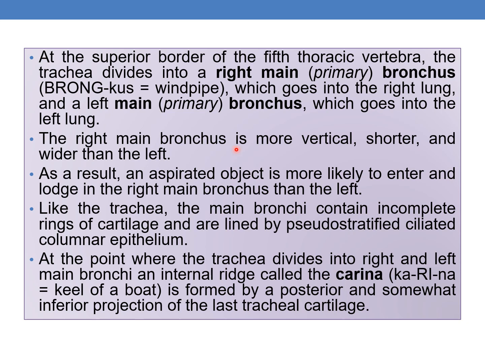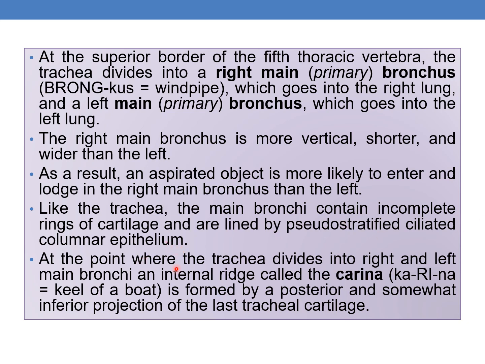The right main bronchus is more vertical, shorter and wider than the left. As a result, an aspirated object is more likely to enter and lodge in the right main bronchus than in the left. And like the trachea, the main bronchi contain incomplete rings of cartilage and are lined by pseudostratified ciliated columnar epithelium.